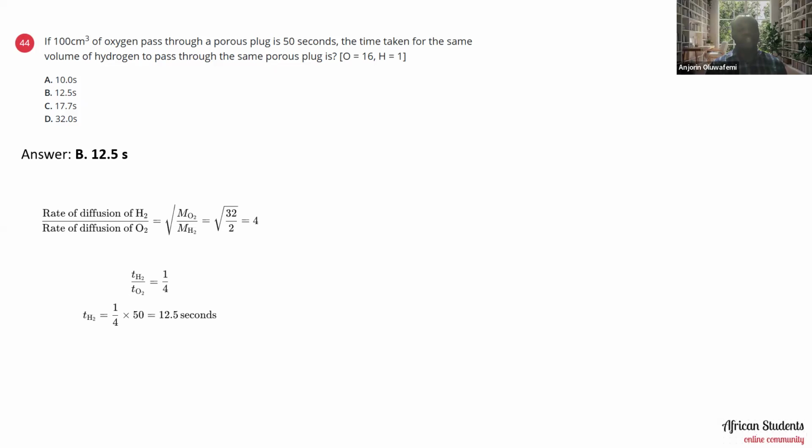So when you plug in the values, you end up having the time that it will take for the same volume of hydrogen to pass through to be 1/4 times 50 seconds, which was the initial one. So 1/4 times 50 will be 12.5 seconds. Okay.